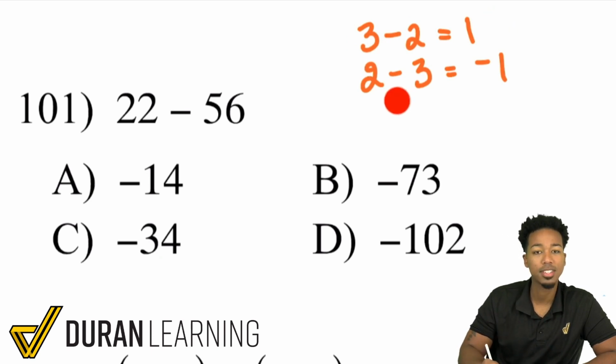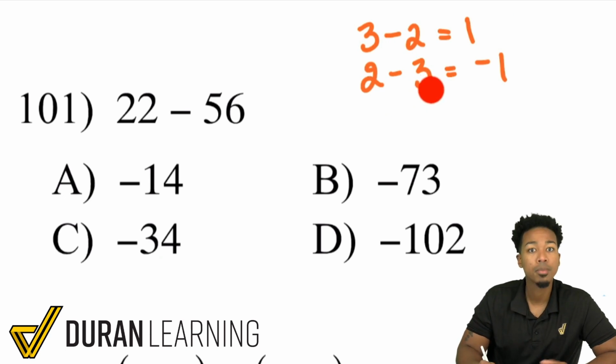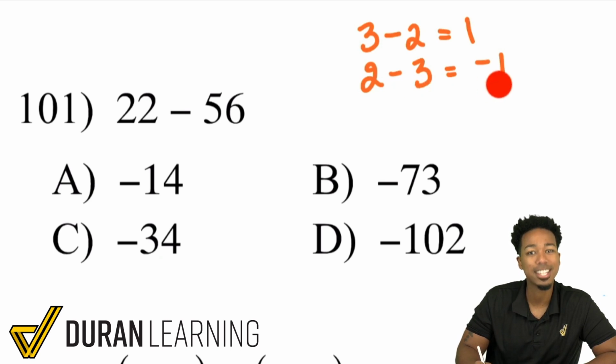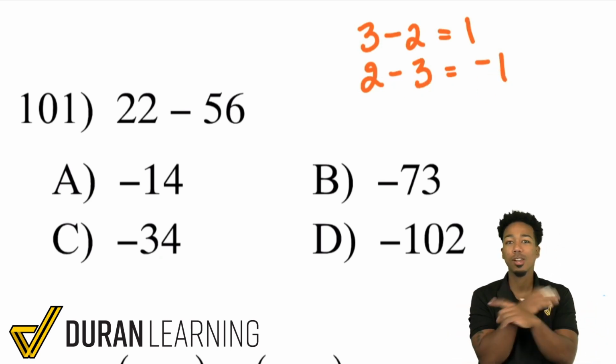Over here, what we have is 2 minus 3. Again, take the difference, which is 1. You keep the sign of the bigger number. The 3 was bigger, and so it's negative. Remember, subtraction is all about direction.